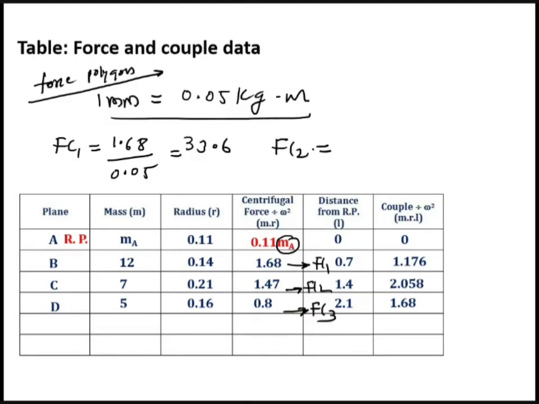Similarly, calculate FC2: 1.47 divided by 0.05. Yes, you are getting 29.4 mm. And similarly, calculate FC3: 0.8 divided by 0.05. You are getting 16 mm. So these are nothing but the lengths of the vectors.